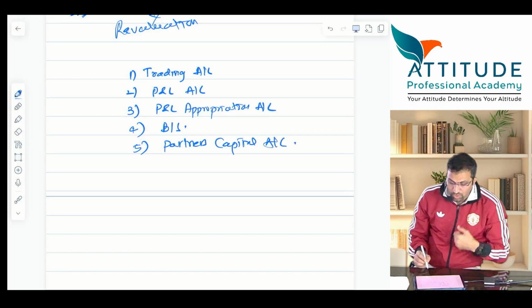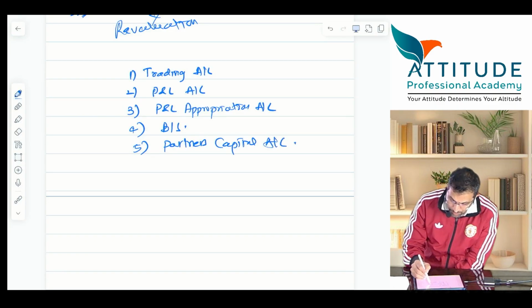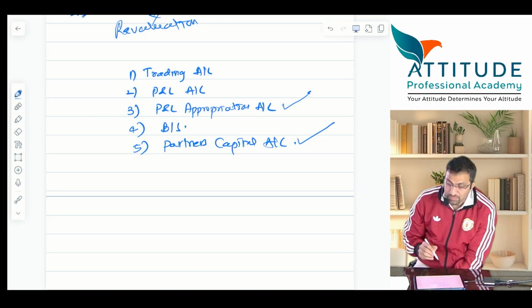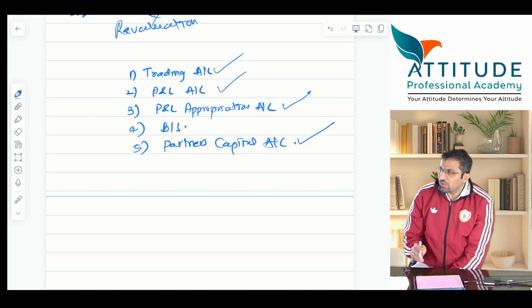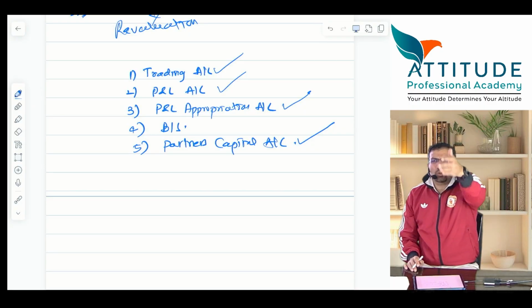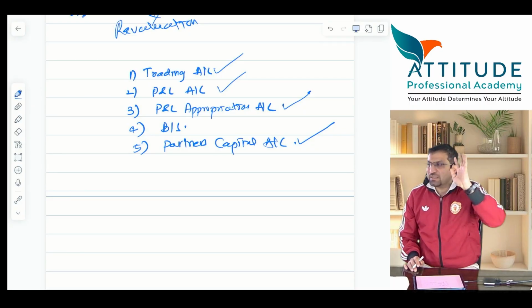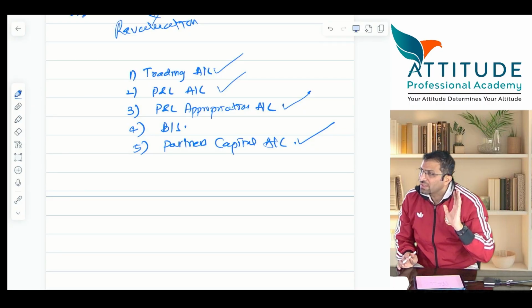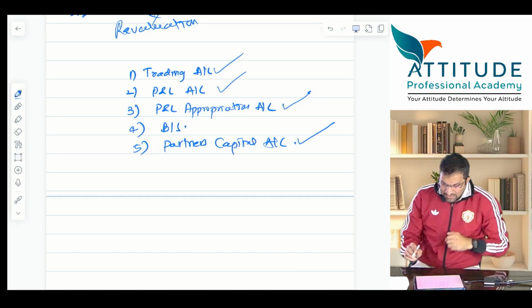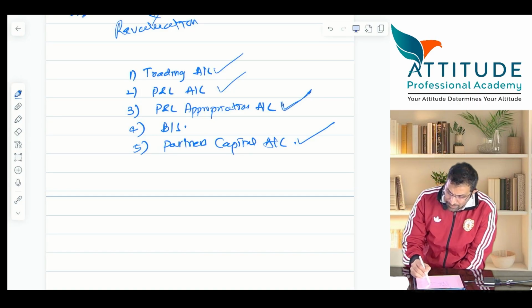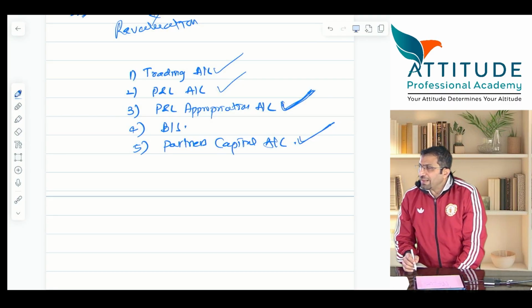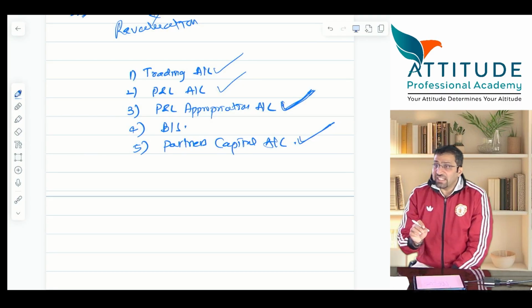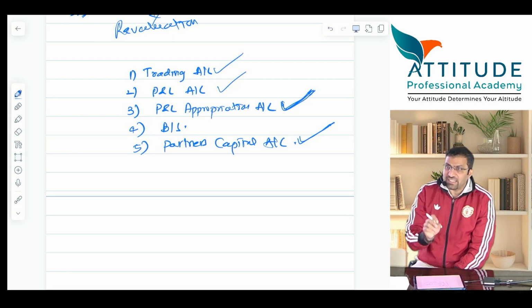So right now you should know how to prepare P&L appropriation and capital account. You already know how to prepare trading and P&L account. There's no rocket science. I have told you which items come in trading, which items come in P&L. At least basics you know. Isn't it? Right? But now we'll study how to prepare P&L appropriation account and partners capital account. These are very, very important. This is a basic class, and here you will learn exactly this.